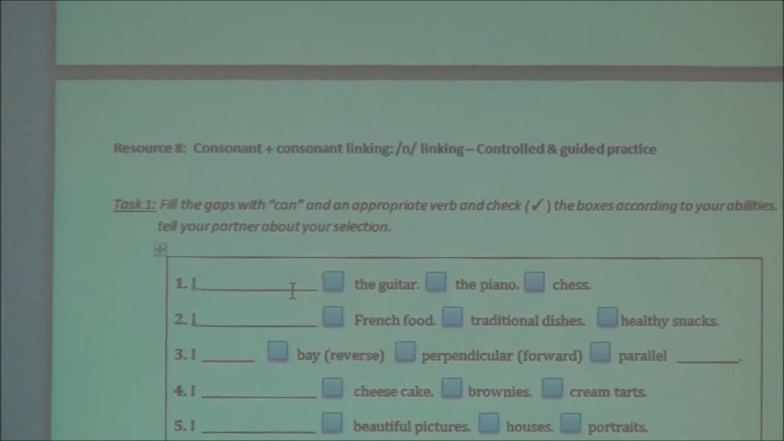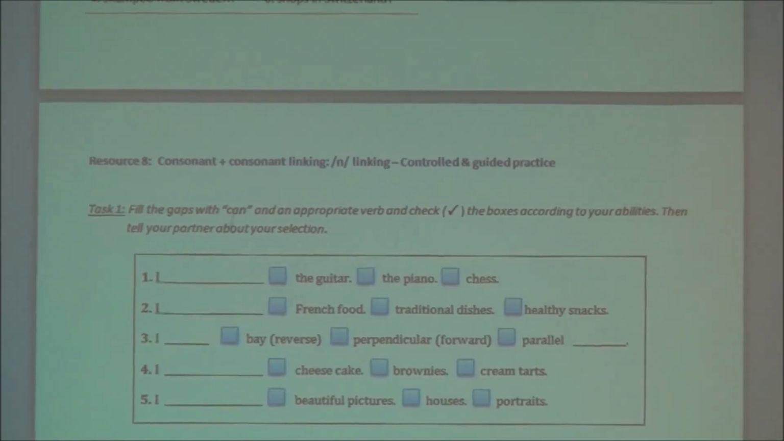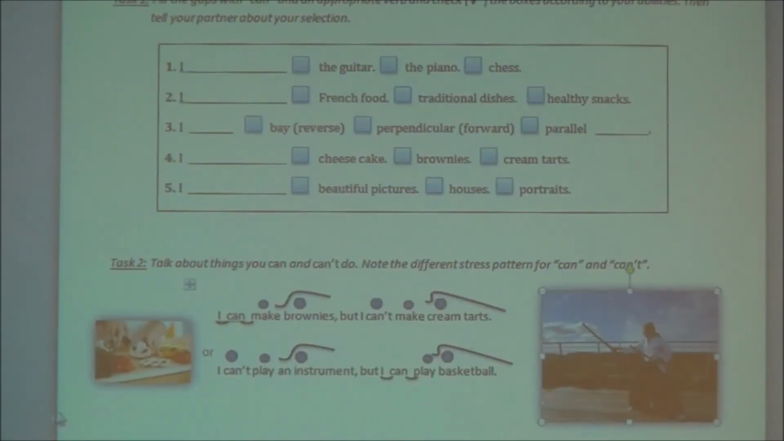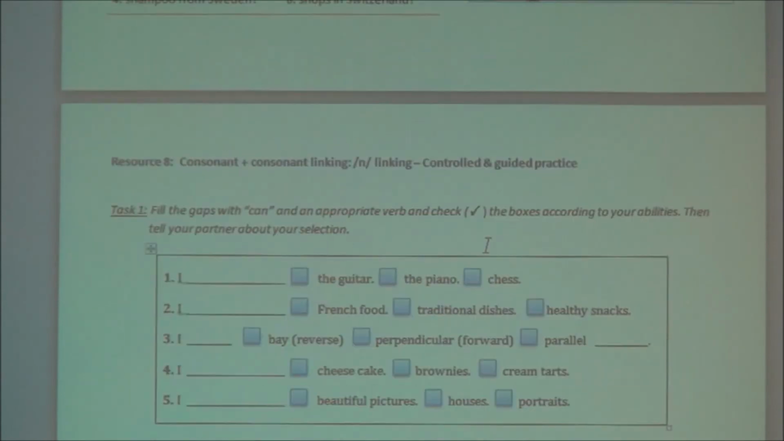Fill in the gap. I can play with can, right? There has to be a can in the word. I can play the guitar. I can cook French food. And from there you can go on to a larger thing like discussing hobbies, activities. I like to do martial arts, that's me. Some people like to cook. I can make brownies, but I can't make cream tarts. It can be a bit more guided here, bringing in a bit of sentence stress. Then you can have a larger unit on hobbies, on activities, on abilities, right? So this can be part of all this.